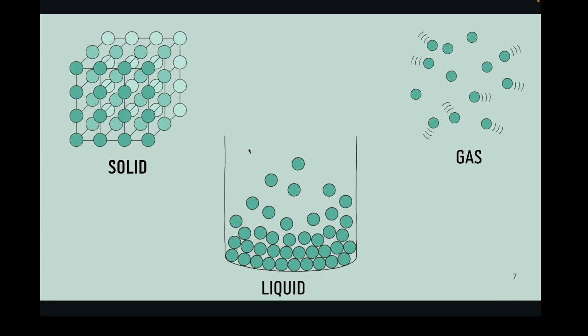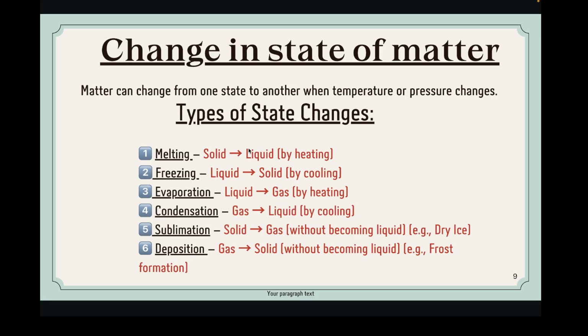So moving to the next topic, change in state of matter. As we know, matter exists in three main states: solid, liquid, and gas. A matter can change from one state to another when temperature or pressure changes. It happens when we add or remove heat. This affects the movement of particles and causes matter to change from one state to another. There are different types of changes that we can observe.